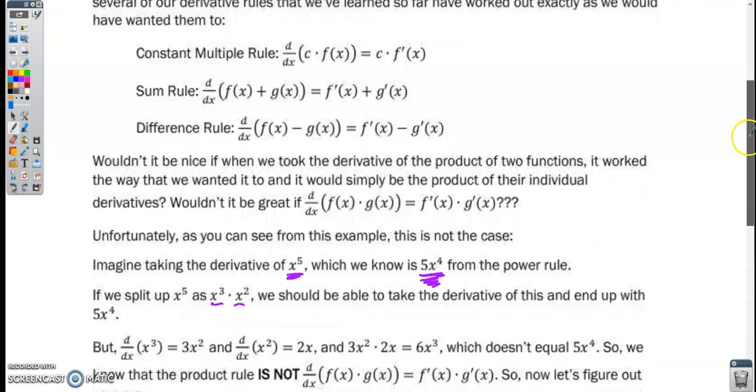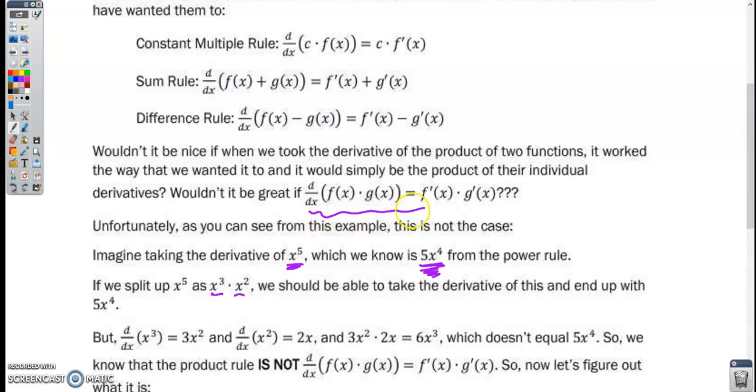But if we try and use this simple but incorrect product rule, the derivative of x cubed is 3x squared, the derivative of x squared is 2x, the product of those is 6x to the third, which is not the same as we get using the power rule when we take the derivative of x to the fifth. And so that shows us that the product rule is not one of these nice, neat rules where it is exactly what we would have expected. It's unfortunate, but it's reality.